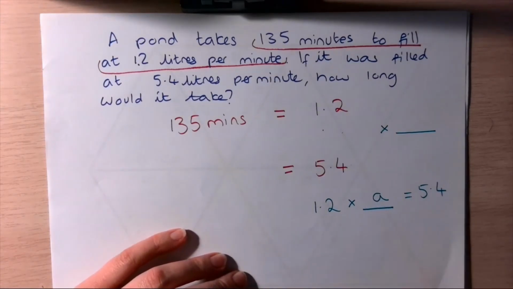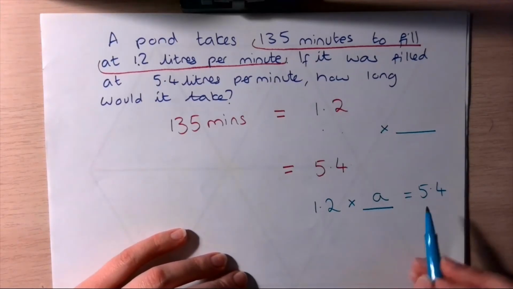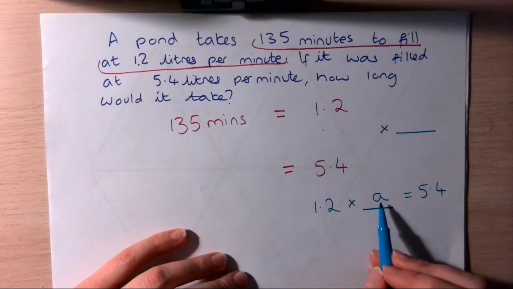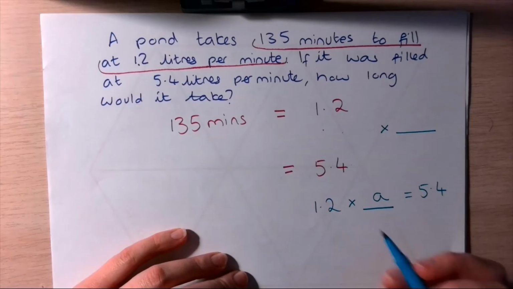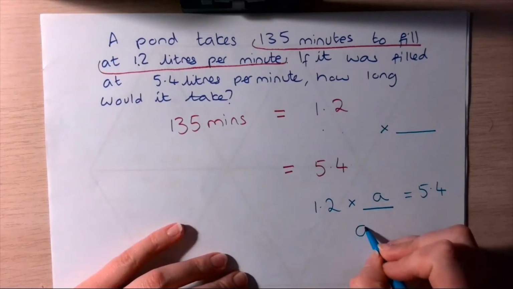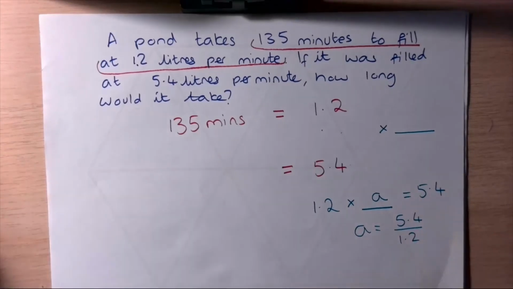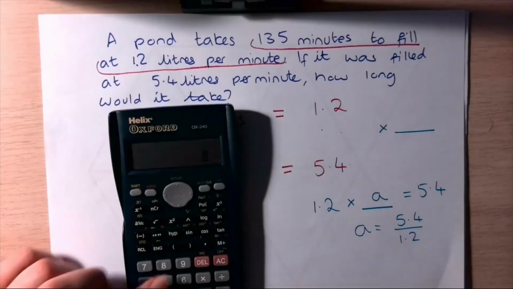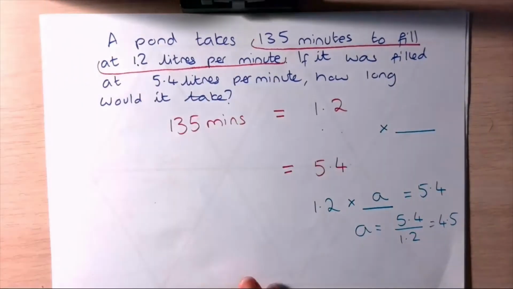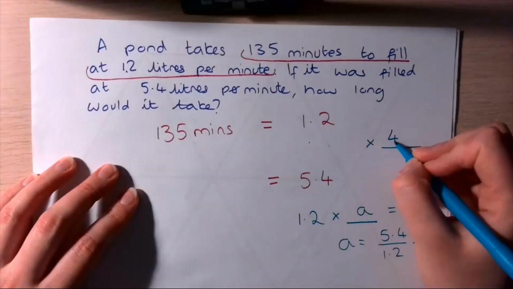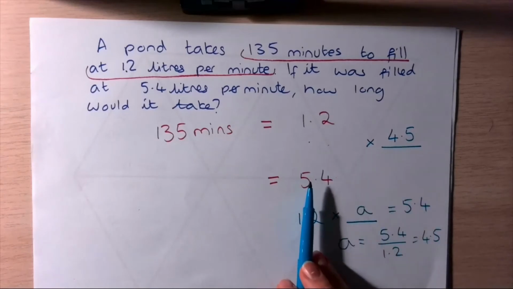Remember, to solve, again, we're going to use inverses here, and divide by the 1.2, because at the minute it's A times 1.2. So we're going to undo that and divide by it instead. So we get A equals 5.4 divided by 1.2, which is 4.5. And what we've actually done is worked out what we're timesing it by. 1.2 times 4.5 is 5.4.